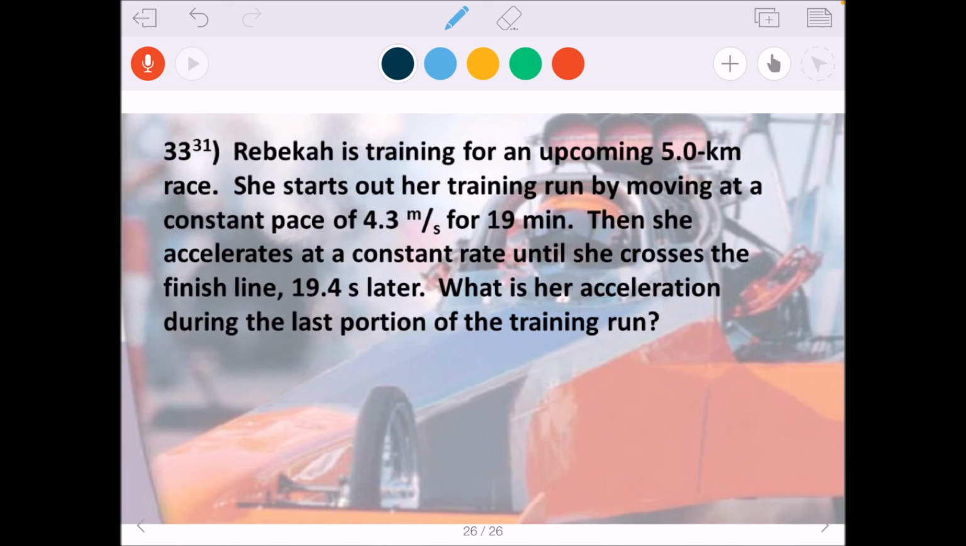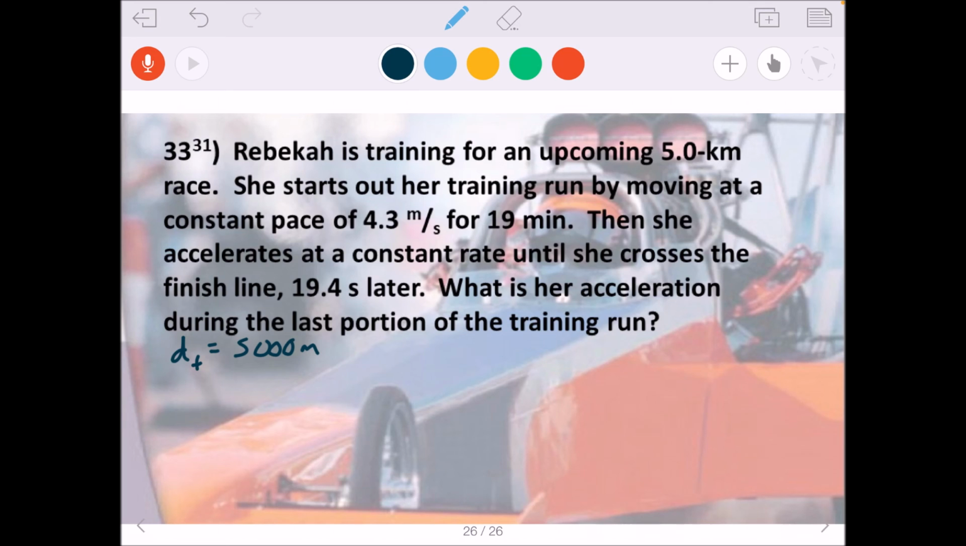Rebecca is training for an upcoming 5K race. She starts out her training run by moving at a constant pace of 4.3 meters per second for 19 minutes. Then she accelerates at a constant rate until she crosses the finish line 19.4 seconds later. What is her acceleration during the last portion of her training run? The total distance that she needs to travel is going to be 5,000 meters.